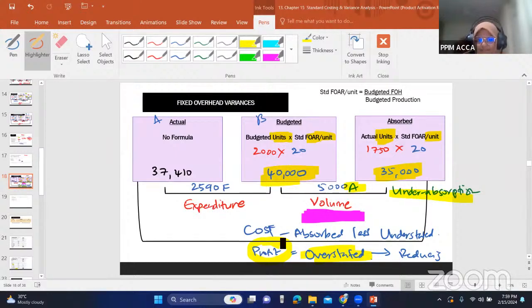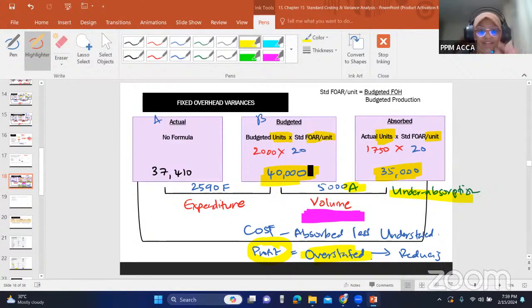Did you get it? Because if you got it, then great. That's the reason for it. Okay. If you want, I'll go once more. But if you're not getting it, don't worry, because they can never ask you the reason behind an adverse or favorable variance for volume variance. Okay. So I'll go once more.